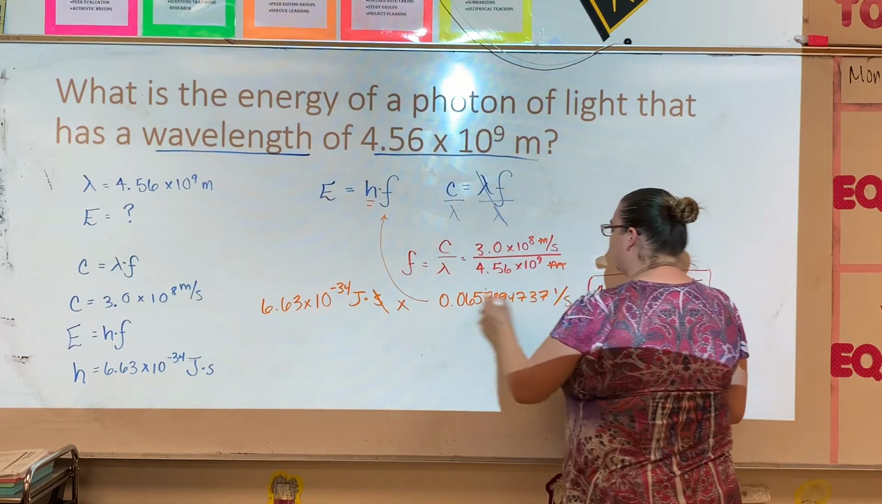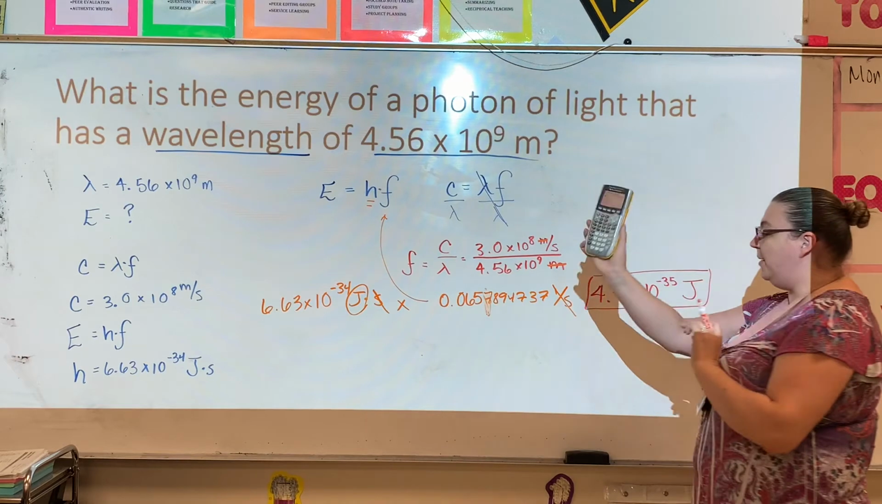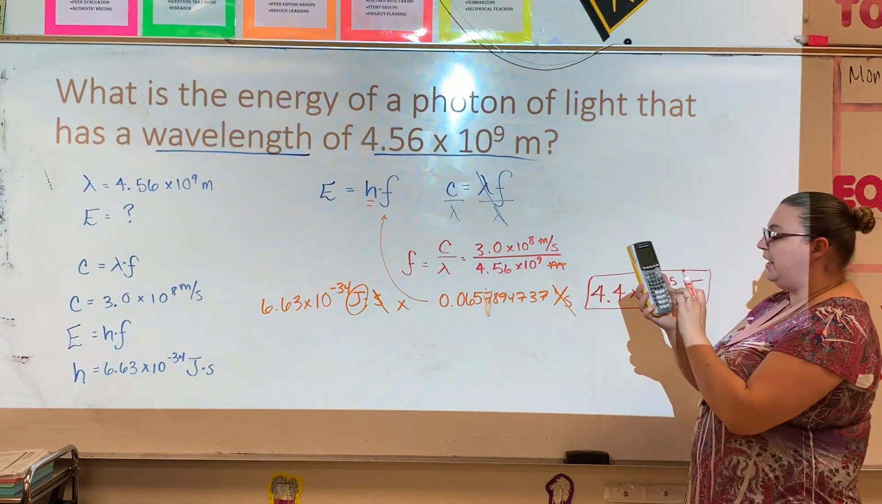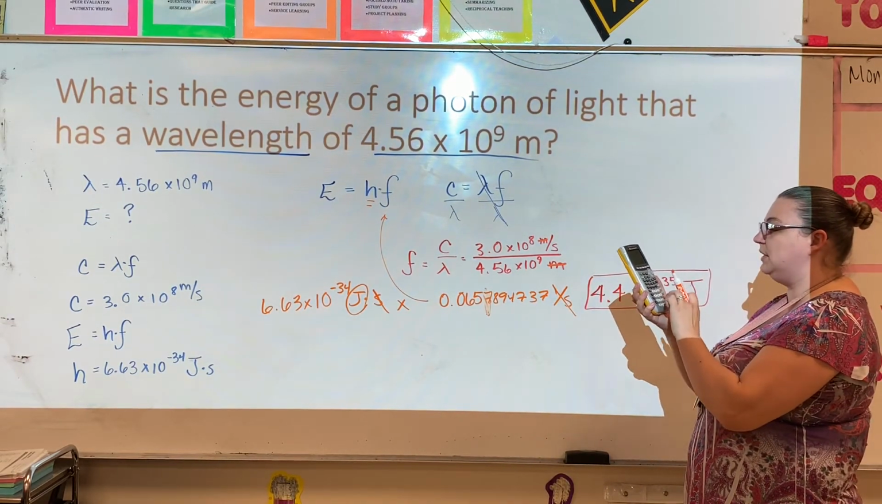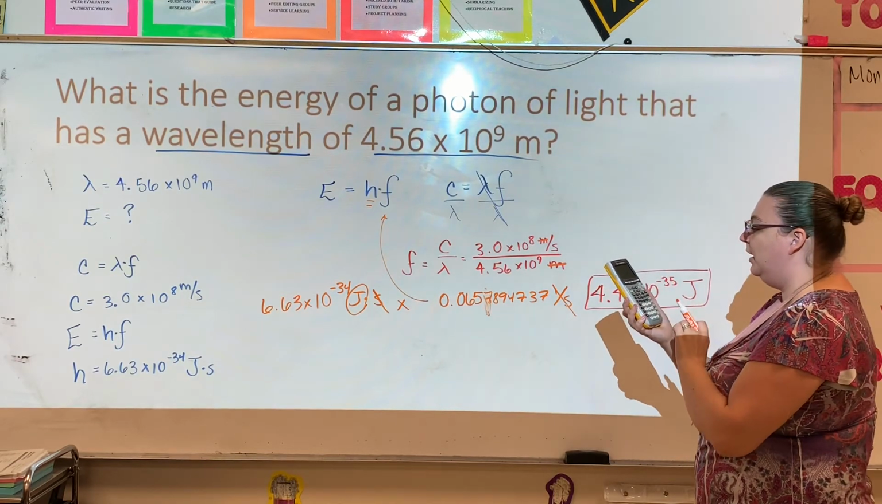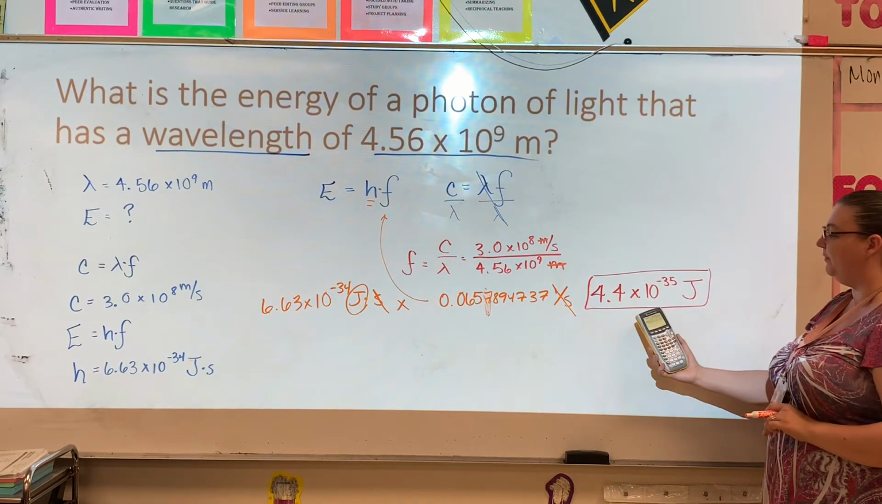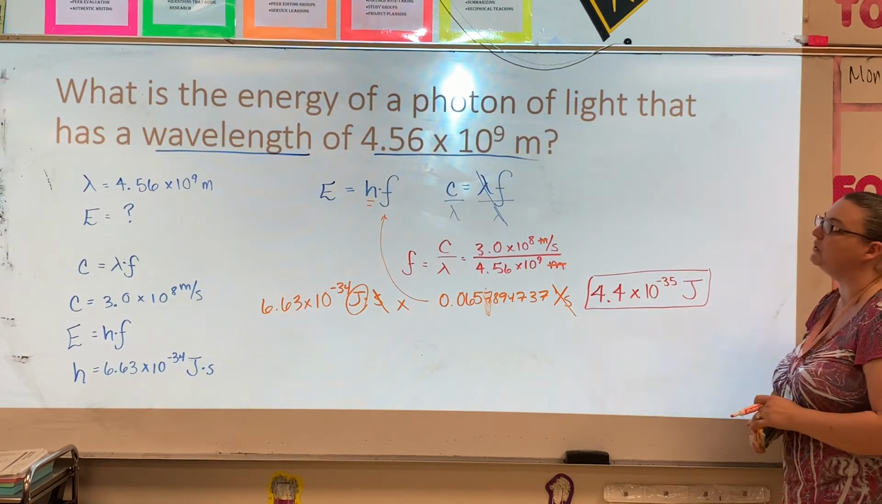So seconds over seconds is going to cancel, leaving us with joules. I'm leaving my number exactly as it is in my calculator. I'm going to multiply it by 6.63 second, comma, negative 34. And that gets me 4.36184 and so on, or 4.4 times 10 to the negative 34th joules.